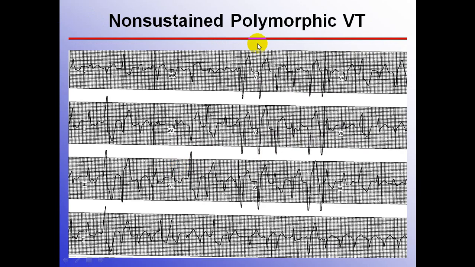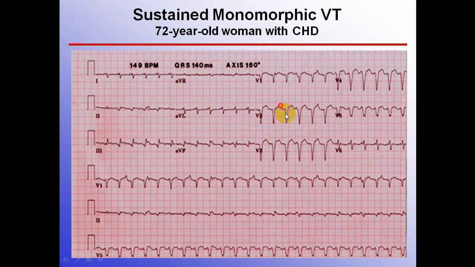This is non-sustained polymorphic. Look, it's different from this speed and this speed. Coming 1, 2, 3, and then sinus. Coming 3 and capture sinus. And the different morphology is non-sustained VT, but polymorphic.